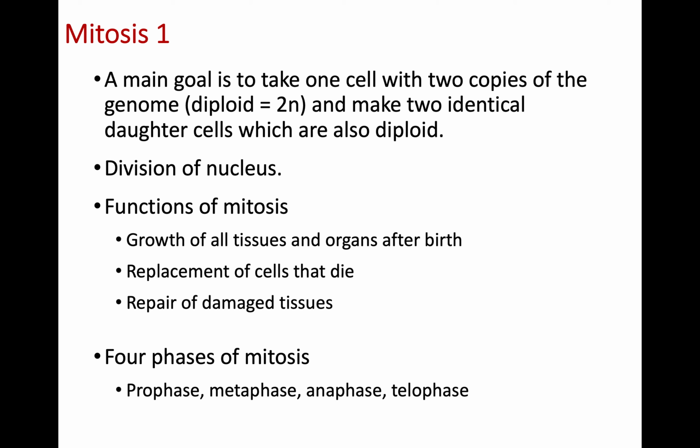The primary thing I want to emphasize to you is that one parent cell produces two genetically identical daughter cells. The one parent cell has two copies of the genome. It's diploid. And the two daughter cells will also have two copies of the genome. They are also going to be diploid.